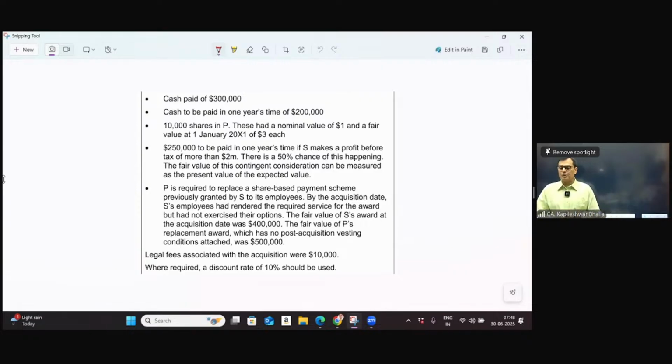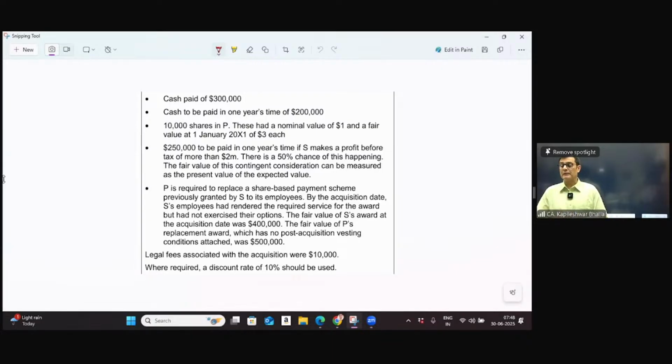Then he says 10,000 shares in P, which has a face value of $1 and a fair value of $3. So can I say we're going to consider the fair value of the shares issued? Basically, when you consider a purchase consideration, there are two elements. One is the cash paid and one is the fair value of the shares issued. Then he says 2,50,000 is to be paid in 1 year's time if S makes a profit before tax. So what is this, DC or a CC? CC. That's right. It is paid in 1 year's time provided certain conditions are met.